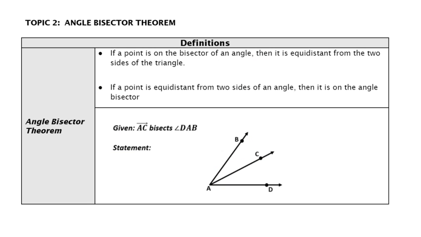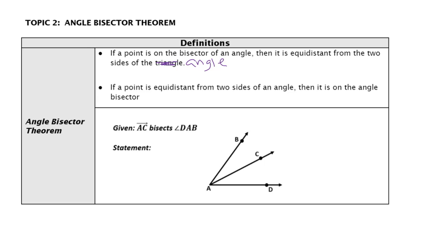The next theorem we're going to look at is the angle bisector theorem. It's a similar concept. If a point is on the bisector of an angle, then it's equidistant from the two sides of the angle, and it should say angle, not triangle. The same goes for the converse: if the point is equidistant from the two sides of the angle, then it is on the angle bisector.